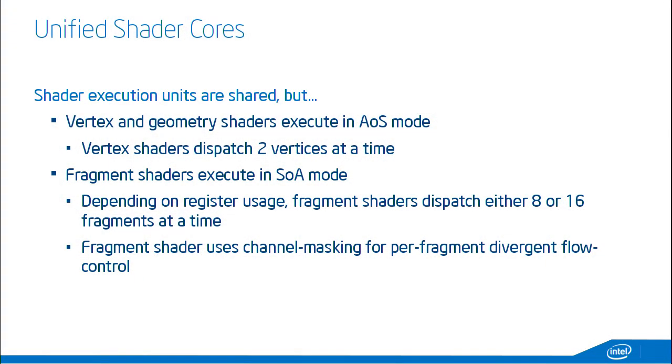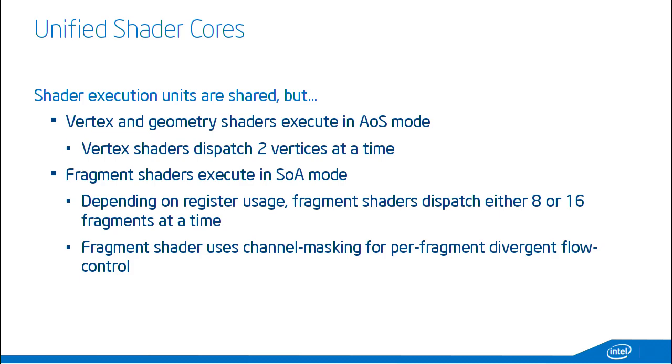Also, some non-UBO uniforms can spill out into hidden behind-the-scenes UBOs if you have a lot of uniforms, or if you have some arrays that have non-constant indices. So the shader execution cores are unified, but they execute in a couple of different modes. The vertex shader executes in array of structures mode, and 2 vertices get dispatched at a time.